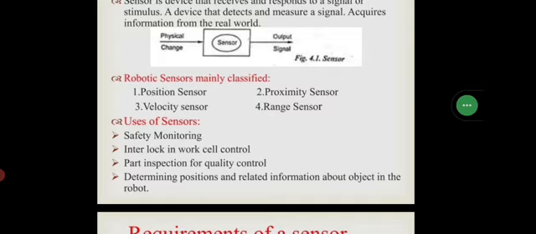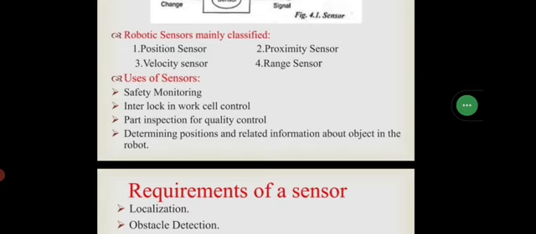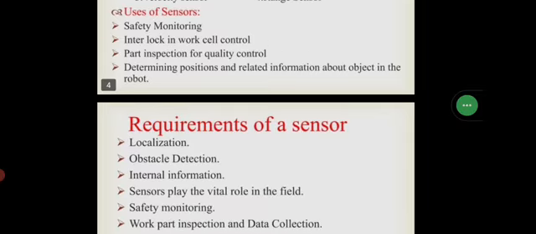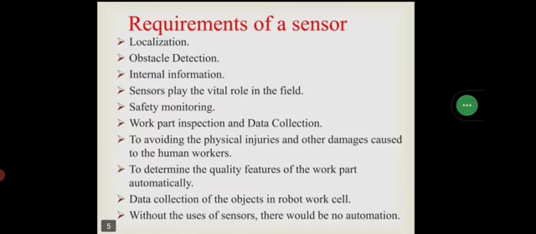Main classification of robotic sensors are position, proximity, velocity and range sensors. What are the uses of sensors? Monitoring, interlocking, control, part inspection for quality control, determining position and related information about the object in the robot. What are all the requirements of sensors? Localization, obstacle detection, internal information.